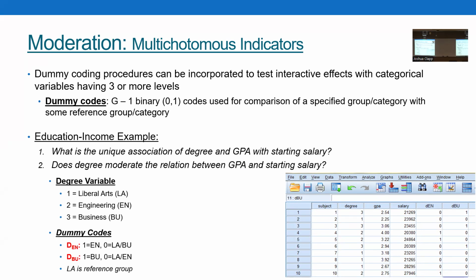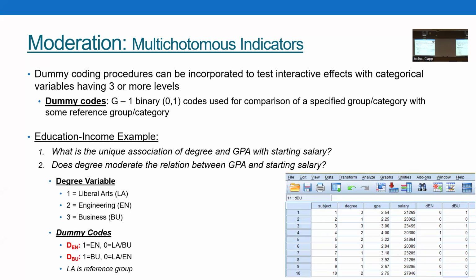Within this data set, we've got a degree variable here. 1 is liberal arts, you got a liberal arts degree, 2 is engineering, 3 is business. So you've just got a degree code coded 1, 2, and 3. And then GPA is continuous, salary is continuous. So we've only got 1 multichotomous variable here, degree program, right? Can we treat this as continuous? No, that doesn't make sense. It's a nominal variable, right?